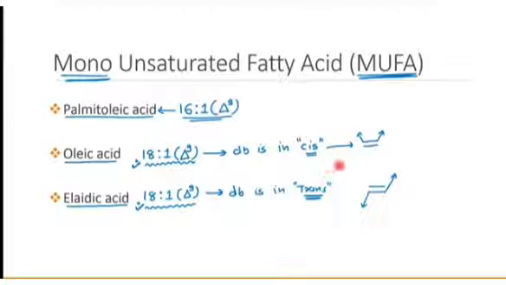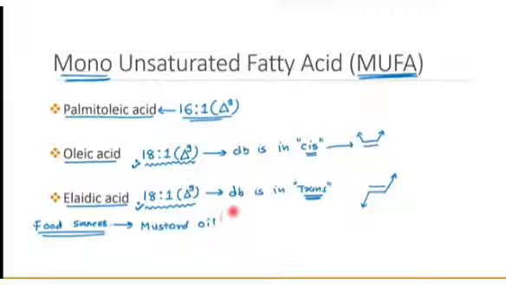Now, let us come to the food sources. What are the food sources of monounsaturated fatty acid? The richest source of monounsaturated fatty acid is mustard oil, and another source is rapeseed oil.